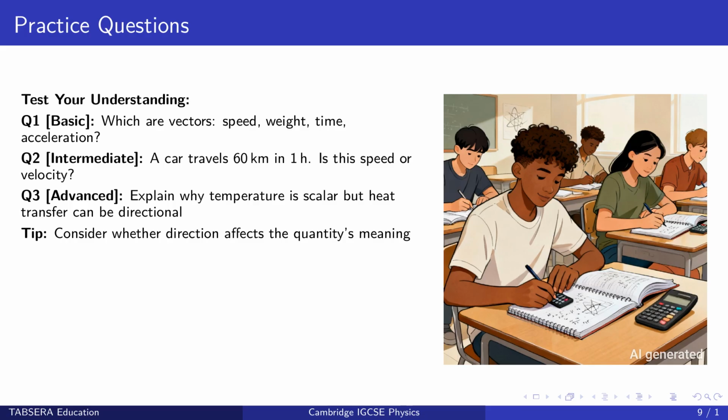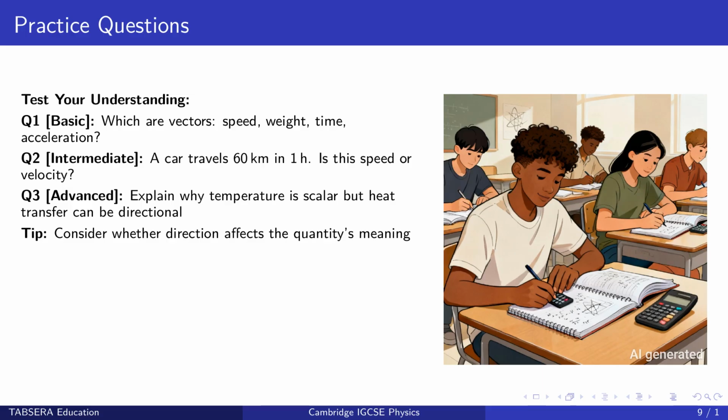Question 2 is intermediate. It states, a car travels 60 kilometers in 1 hour. Is this speed or velocity? Consider what information is given and what's missing. Question 3 is advanced. The question asks you to explain why temperature is scalar, but heat transfer can be directional. This tests your deeper understanding of the concepts.